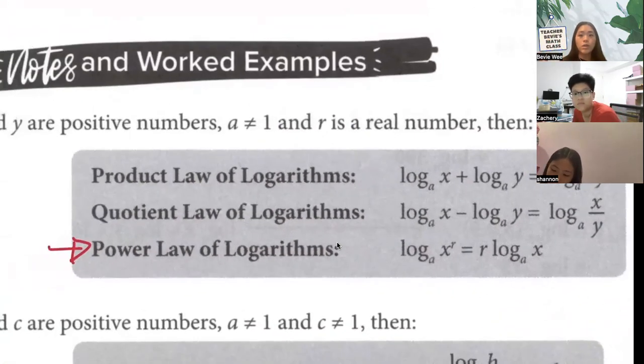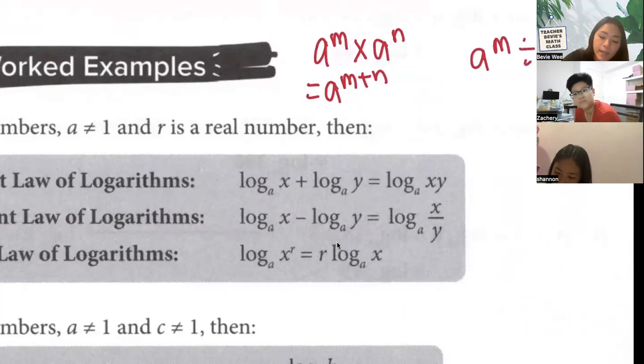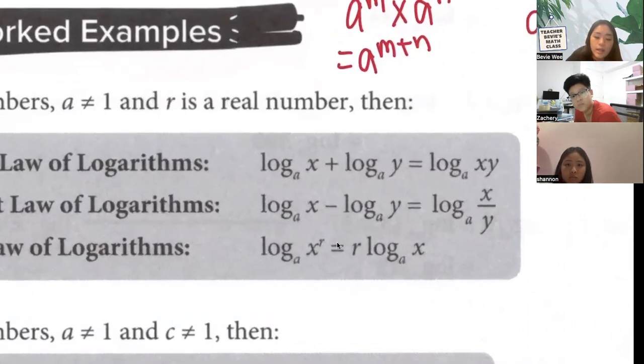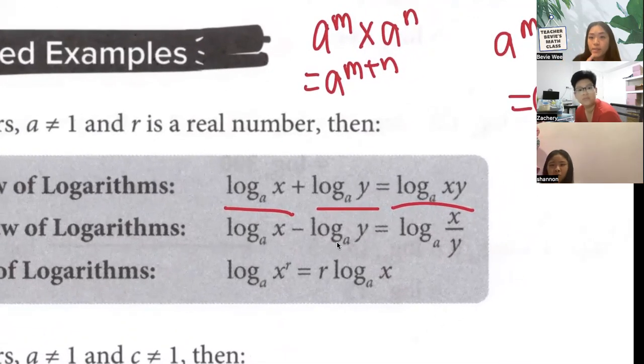Okay, product and quotient law, it works the same. It's just like your law of indices, right? a^m times a^n equals a^(m+n). Then the other one, a^m divided by a^n equals a^(m-n). It works the same thing. Log a x plus log a y, you can combine it to become log a xy. But if you are careful to observe with your indices, it is the opposite. It is the opposite of your indices. So that is where students start to get confused.